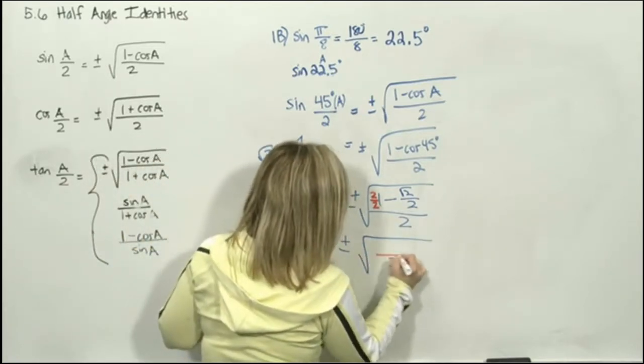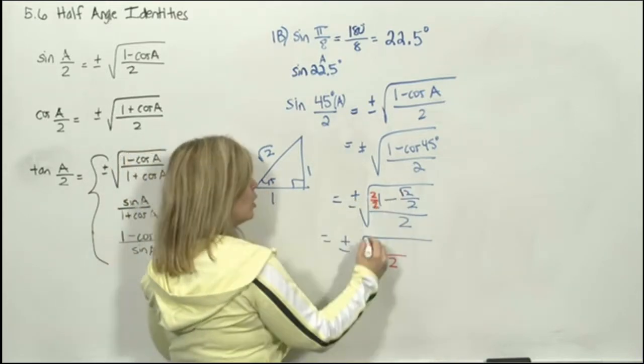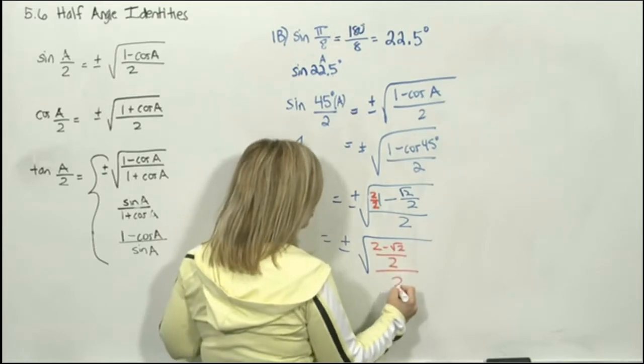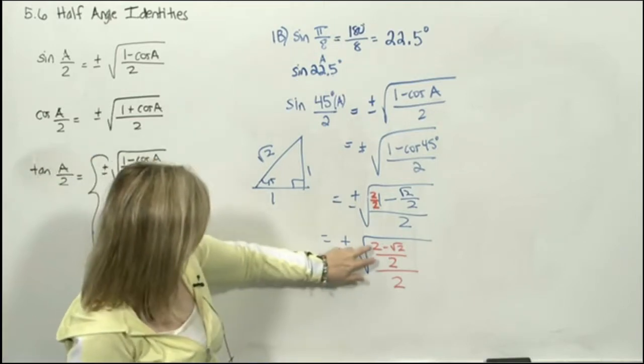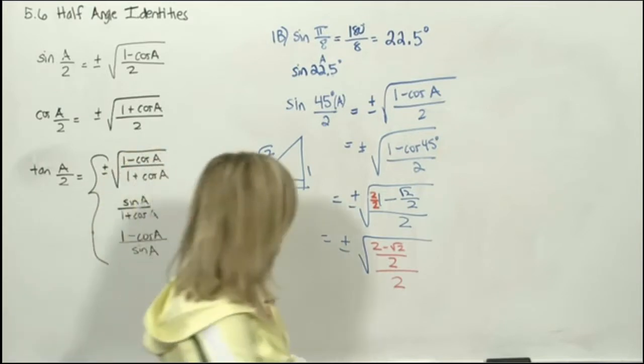The denominator would be 2. The numerator we cannot subtract. You cannot subtract a whole number from a root, so you write 2 minus square root of 2. But that's still over 2, people. Well, we can't leave that. Now we have a fraction divided by a fraction inside the square root. So we have to simplify that.